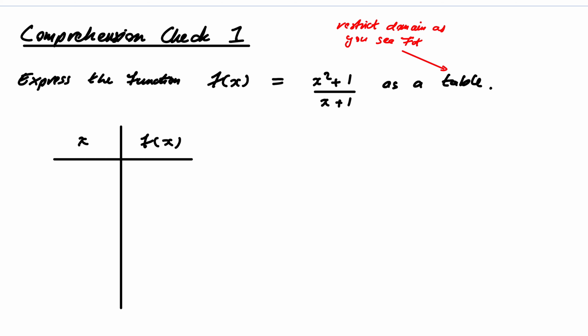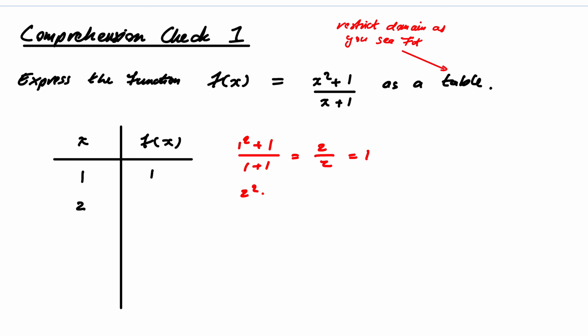I don't know, let's do 1. So what's this equal to? Well, if I feed in 1, let me just, off to the side, this would be 1 squared plus 1 divided by 1 plus 1. That's of course equal to 2 divided by 2, that's equal to 1. So here we would have 1. Very nice.